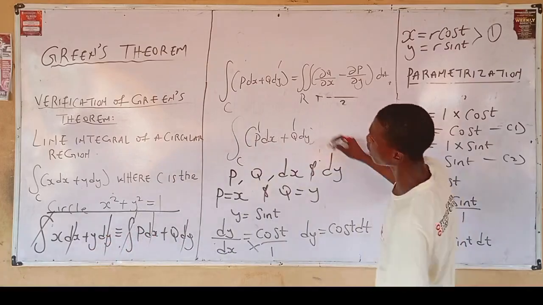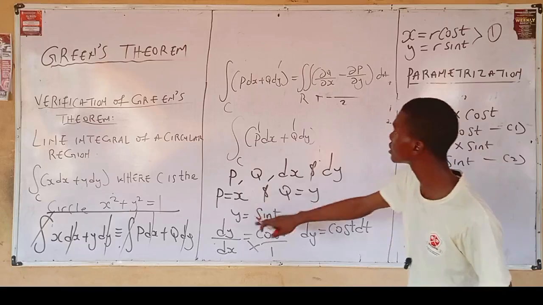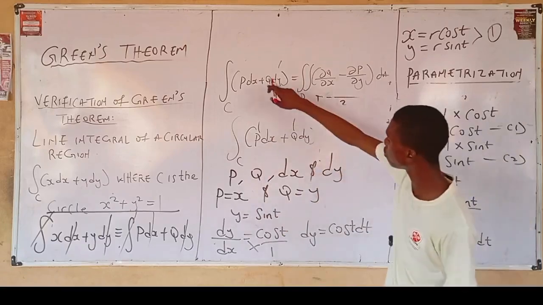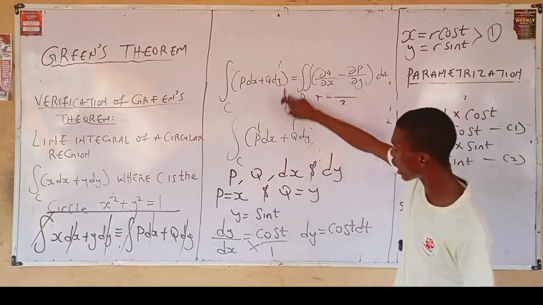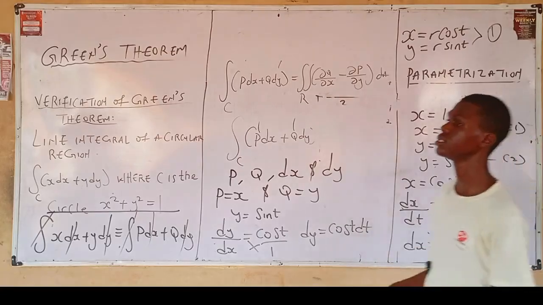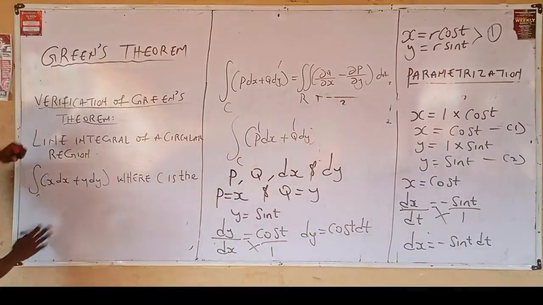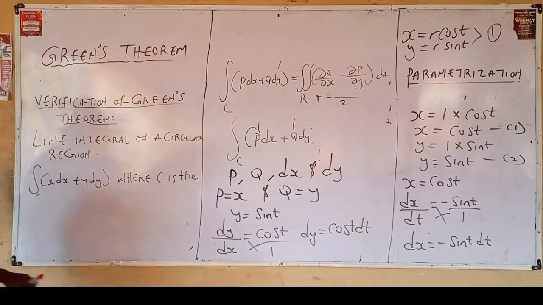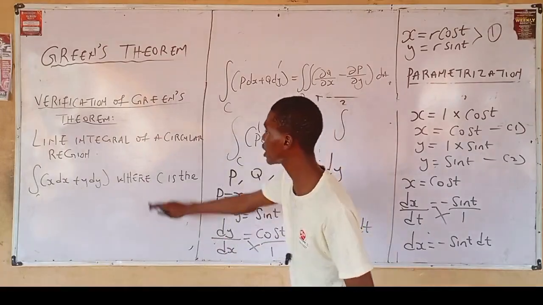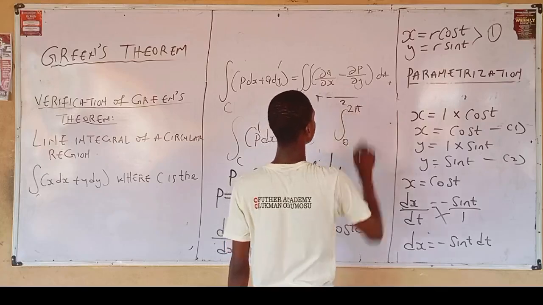So performing the line integral for this question, I know the value of P to be x, and the value of dx to be negative sin t dt. I know the value of Q to be y, and the value of dy to be cos t dt. So you are just going to substitute, doing substitution using the line integral. Before your substitution, take note that for a circle, your limit always starts from 0 and ends at 2 pi.